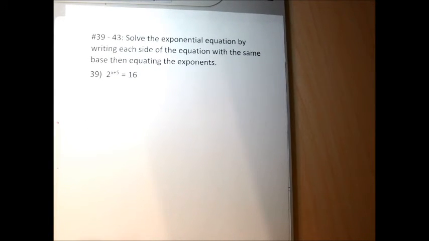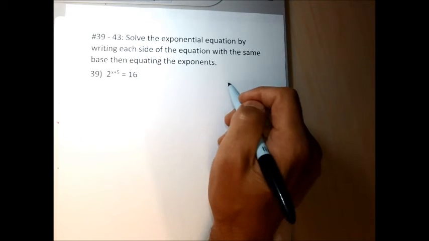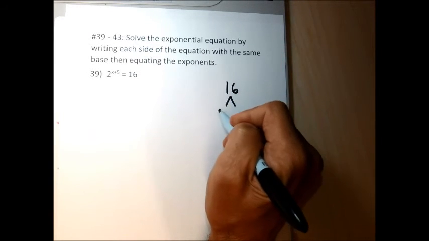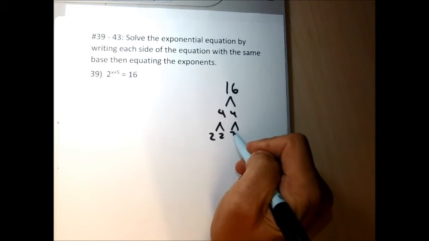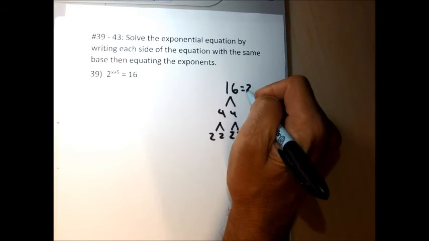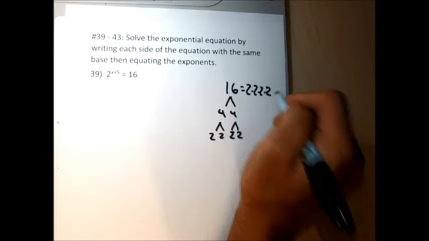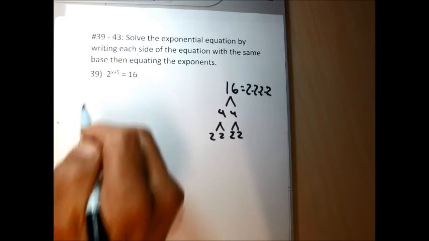And they all involve prime factorings and exponents. So in problem 39, I need to solve by writing each side with the same base. 16, I can do a prime factor tree for it. 16 is 4 times 4, and each of the 4s are 2 times 2. So 16 is equal to 2 times 2 times 2 times 2. 16 is equal to 2 to the 4th power.